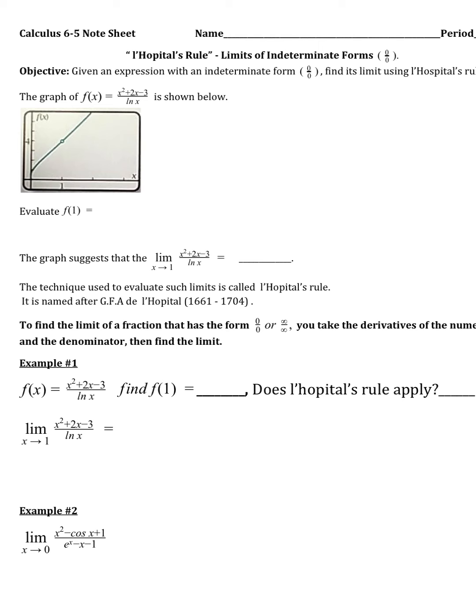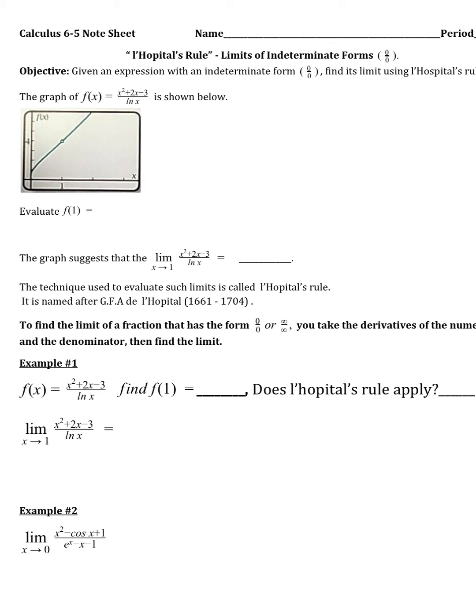Hello, calculus. We are going to learn L'Hopital's rule, how we take the limit of an indeterminate form. If you remember, an indeterminate form is 0 over 0. So our objective, if we are given an expression that has an indeterminate form, is to find its limit using this rule. So let's look at the graph shown of this function right here, x squared plus 2x minus 3 all over ln x.